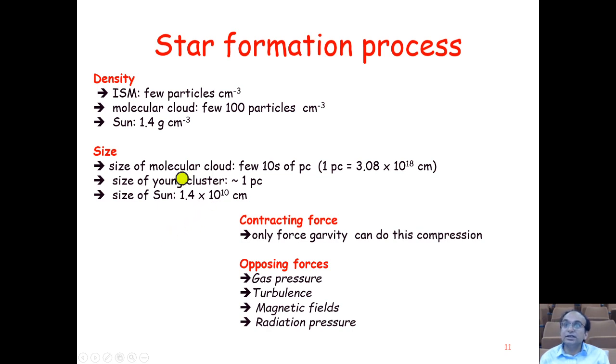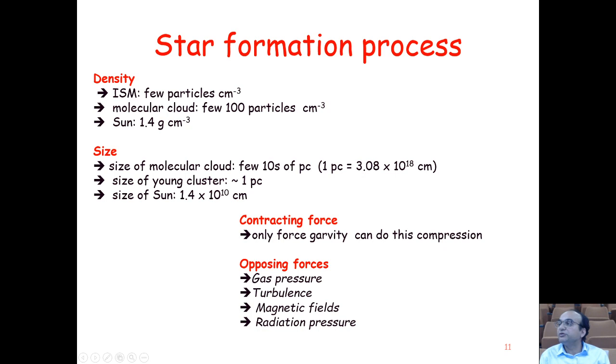If you see the size again here, the size of the molecular cloud is approximately 10 parsecs, tens of parsecs, where 1 parsec is approximately 10 to the power 18 centimeter. The size of the cluster, that is a group of stars together, that I showed in the second figure, is approximately 1 parsec. Whereas the size of the sun is 1.4 times 10 to the power 10 centimeter only. This is the diameter of the sun. If you see this is 18, then you have to reduce this diameter up to this. So approximately 10 to the power 10 times you have to reduce it. So how will you do that? What will be the forces that can reduce it?